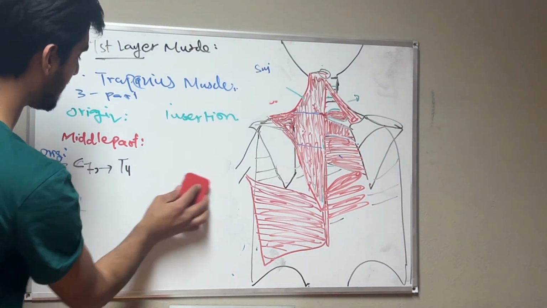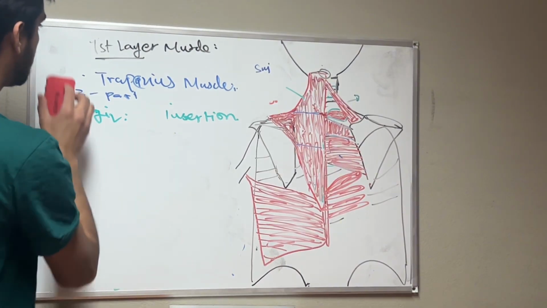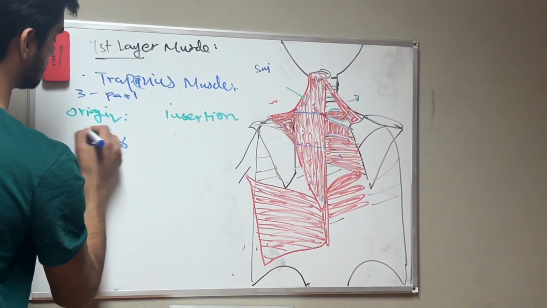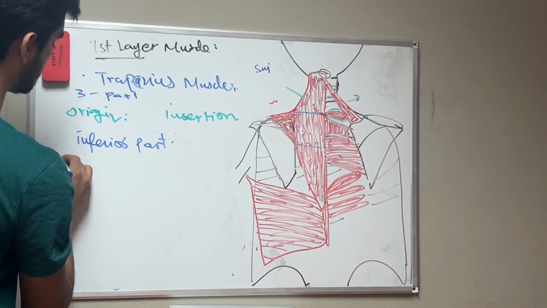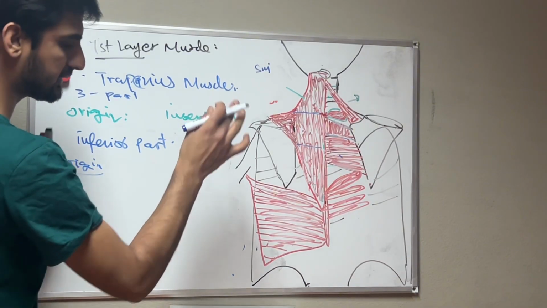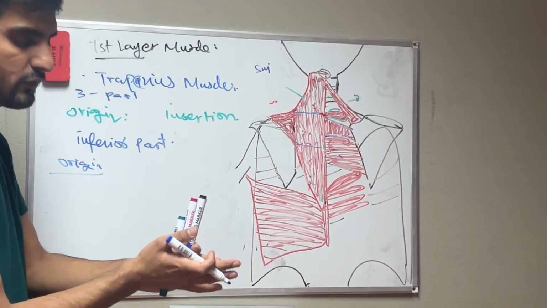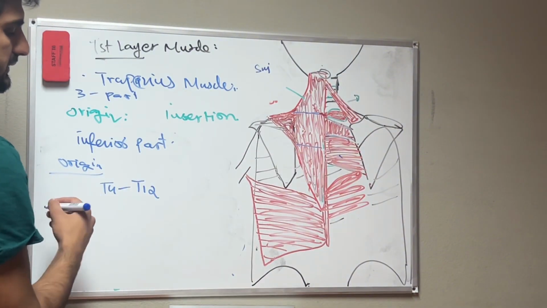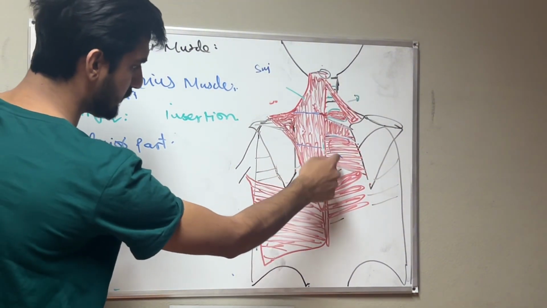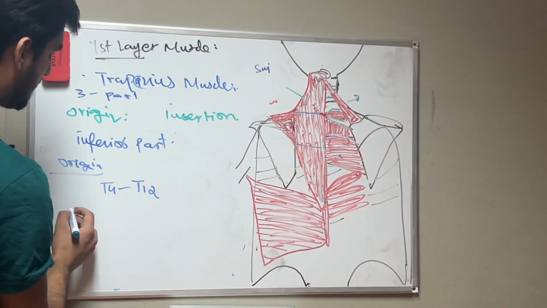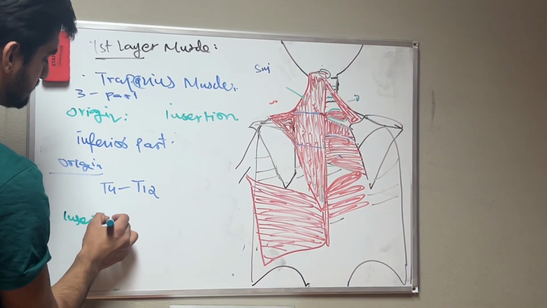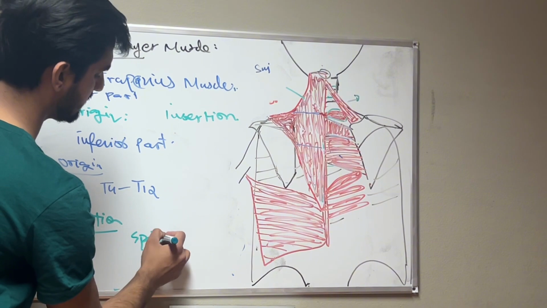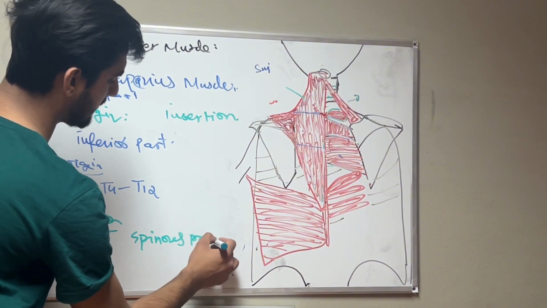Now the third part of the trapezius muscle. The third part is the inferior part. Origin: from C7 to T4 we discussed for the middle part. Now T4 to T12 is the origin of the inferior part of the trapezius. Now, insertion where? The spine process of the scapula, the spinous process of the scapula.